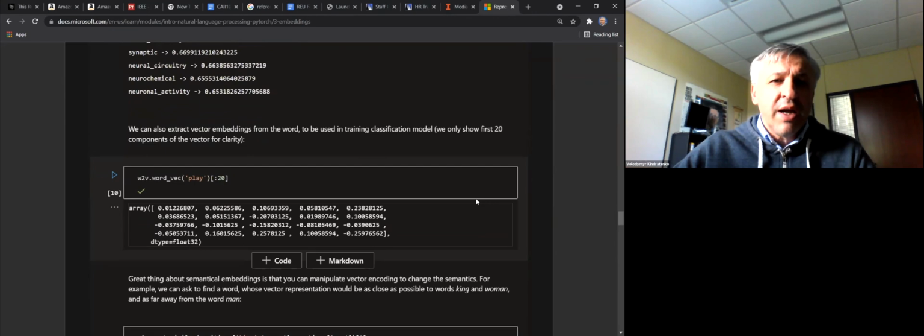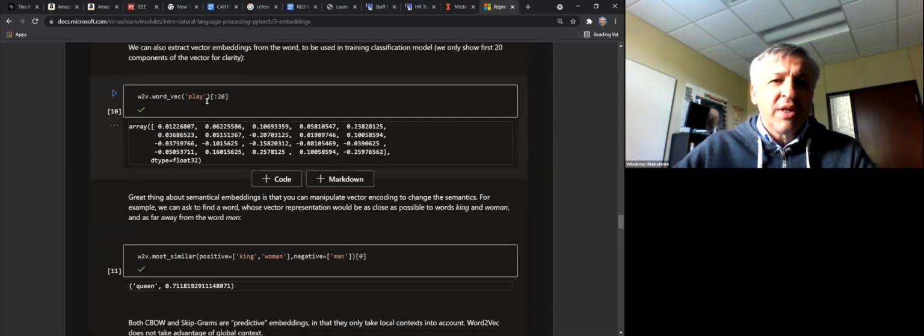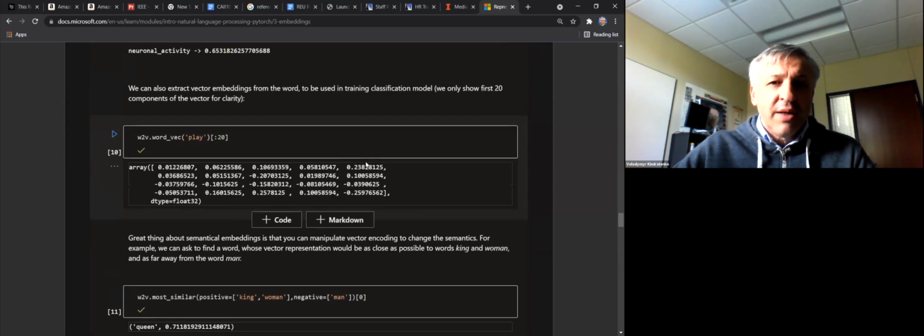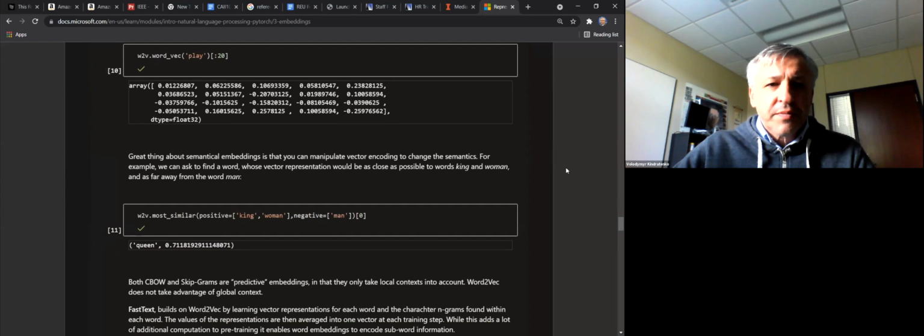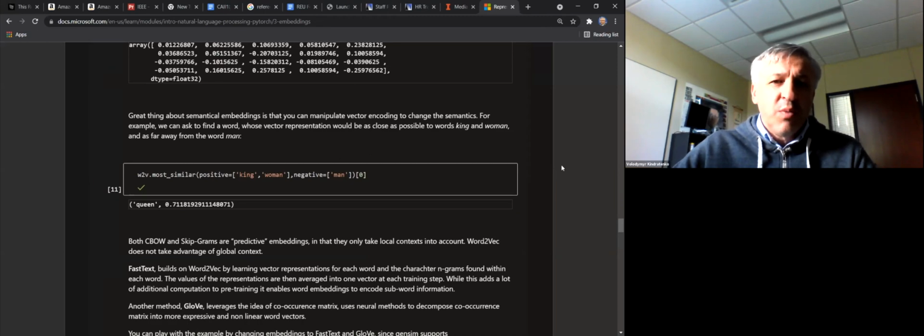Of course, we can also extract vector embeddings for a word to be used in training a classification model. Here's an example for the word play. This will be the numerical representation for this word play, the vector embedding of this word from the Google News model. So I guess one interesting thing about this representation is that it is actually possible to manipulate these vector representations to change the semantics.